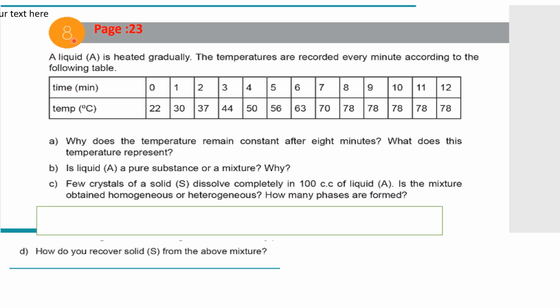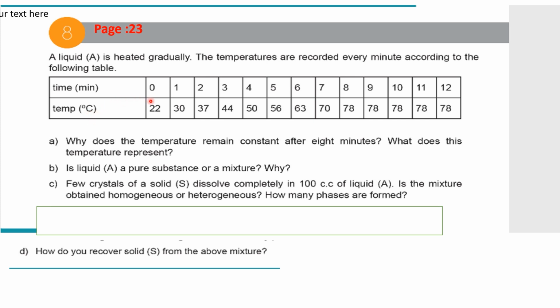Now, let's solve exercise 8, page 23 in your book. A liquid A is heated gradually. The temperatures are recorded every minute according to the following table. Here we have a table. We have time in minutes and temperature in degrees Celsius. Time in minutes is one scale, and temperature in degrees Celsius is the other scale.